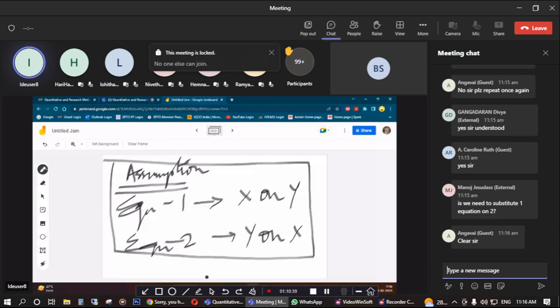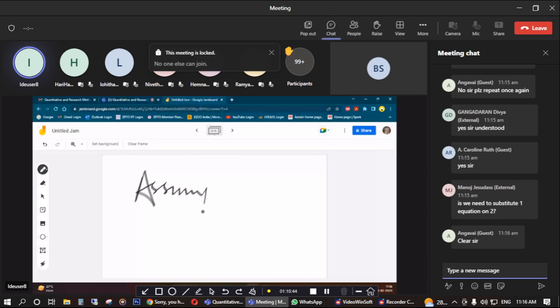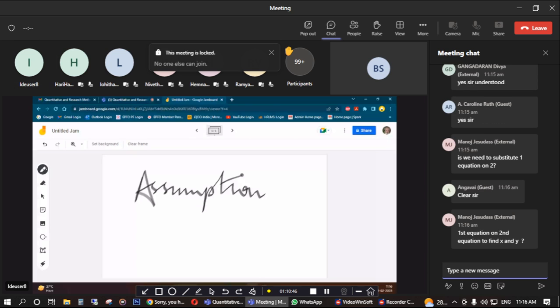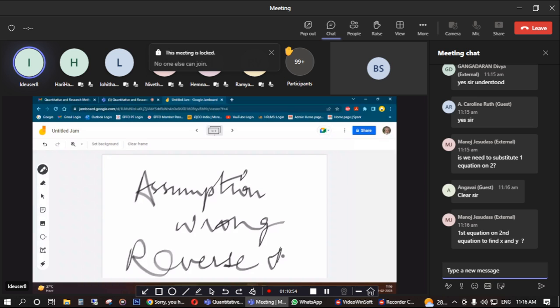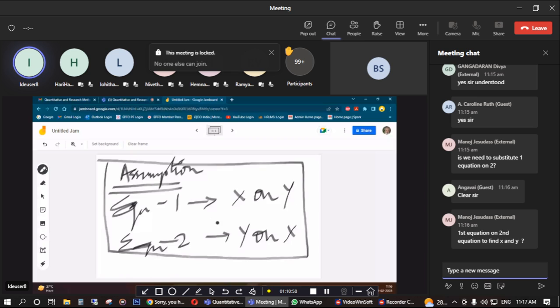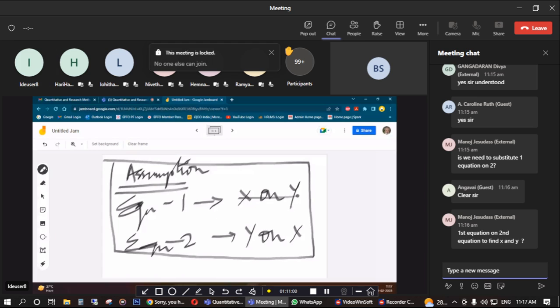If my assumption is wrong, reverse the assumption. What do you mean by reverse the assumption? Equation 1, I am going to consider as y on x, and equation 2, I am going to consider as x on y.